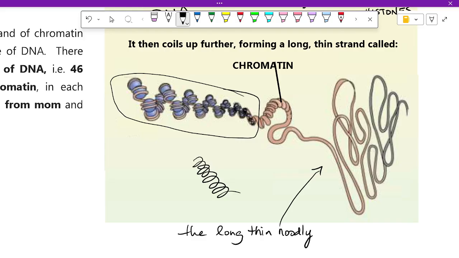Why is it noodly? Because it is like, page 34. Why do I call it noodly? Because it is like noodles. Okay, it is long and thin and noodly form of DNA. And that is our chromatin.